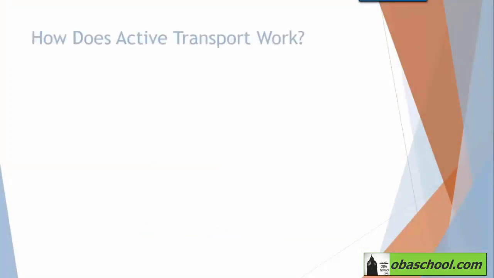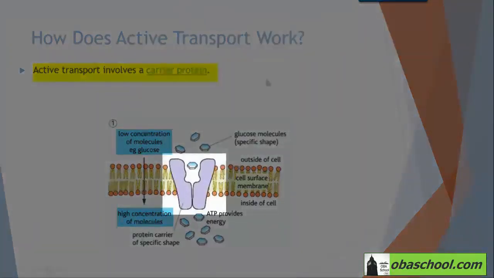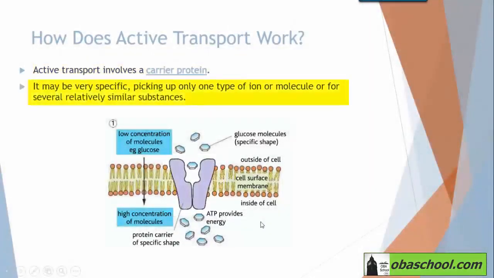How does active transport work? It involves the use of a carrier protein. This is a carrier protein found in the plasma membrane. It may be very specific, picking up only one type of ion or molecule, or it can be non-specific. It can be for several relatively similar substances. So the specificity of the carrier protein can be variable.